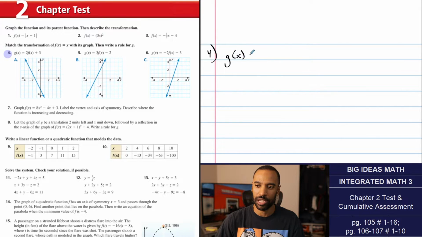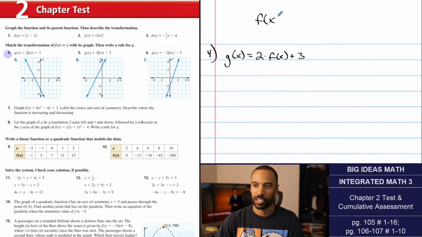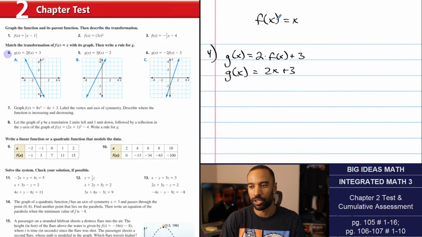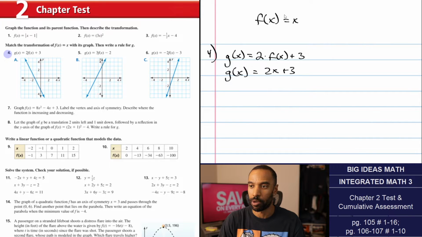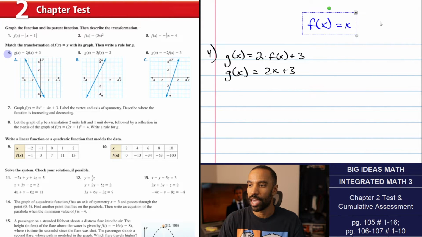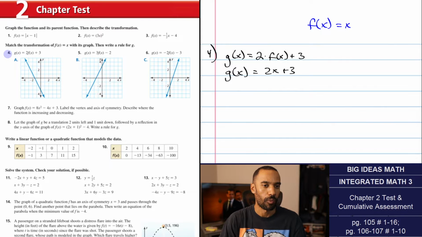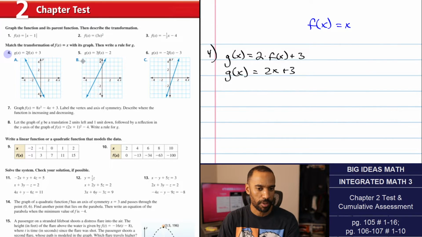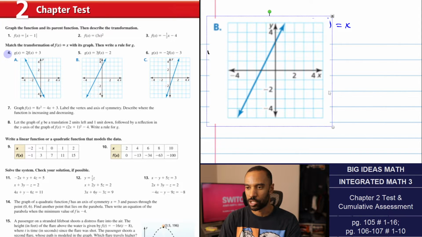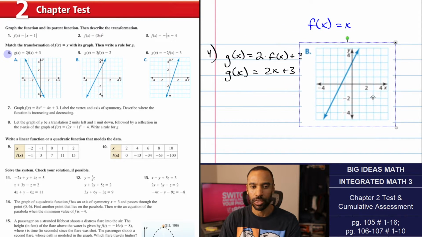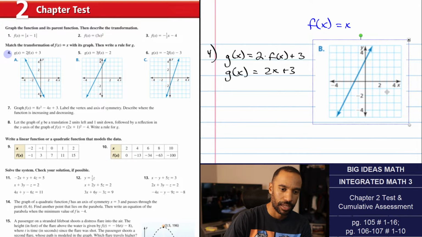So the first one says g of x equals 2 times f of x plus 3. The original equation is f of x equals x. So, this equation is going to be g of x equals 2 times x plus 3. So we're looking, that's a linear equation. All these will have to be linear equations. They're all based off this one thing. So we're looking for a slope of 2 and a y-intercept of 3, and that's going to be b right here. So this one is b. Doesn't say to explain why, but it did just say write a rule for g.